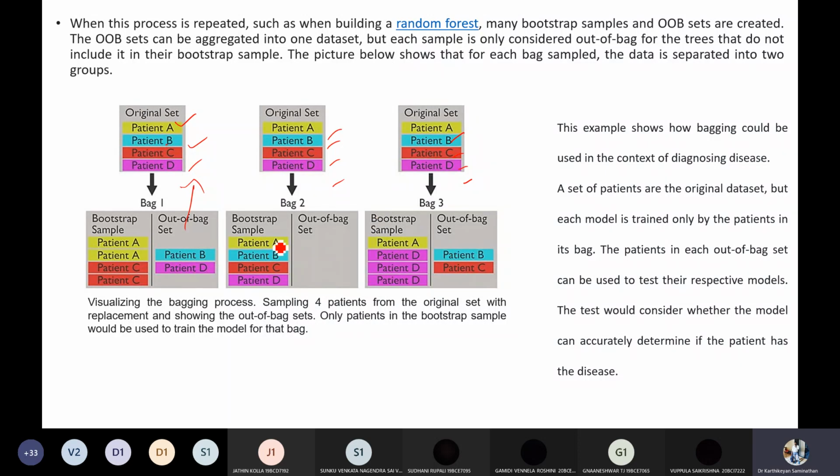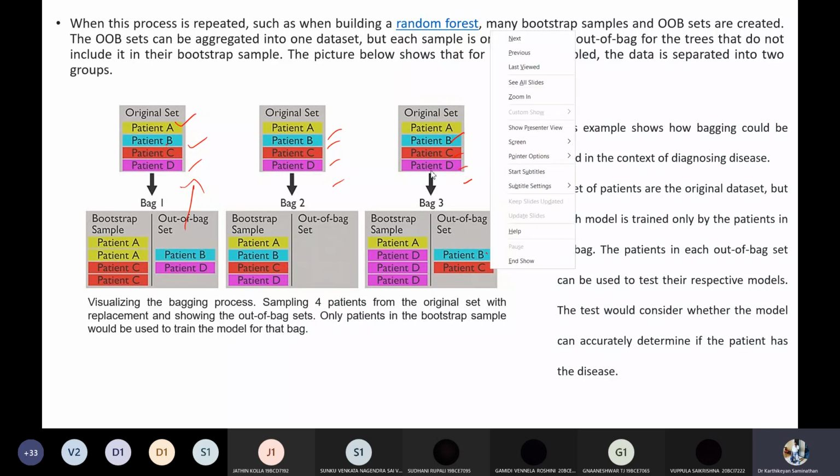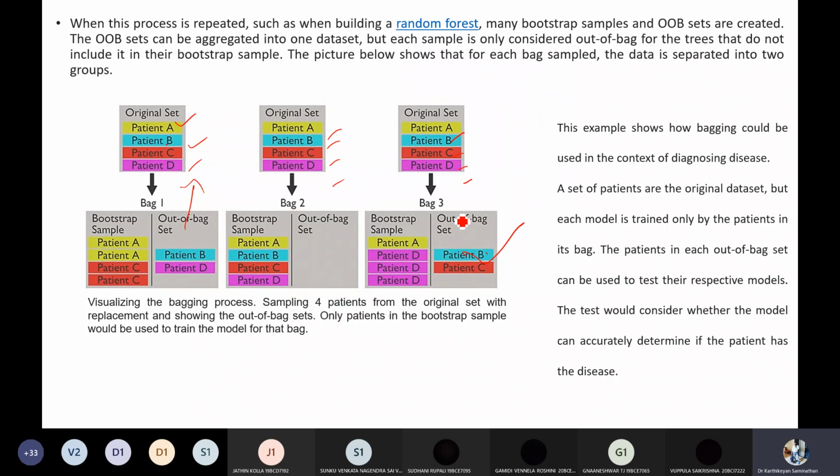Here in bag 2, all are considered for sampling. In bag 3, again B and C are not considered for sampling. So now these are the out of bag sampling. These are the out of bag sample set. Okay.